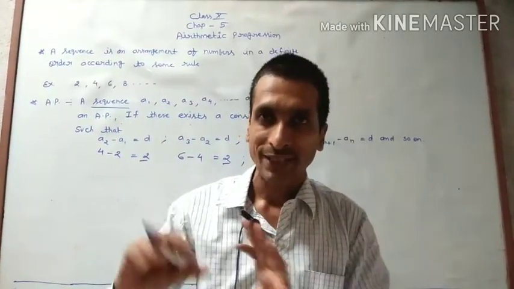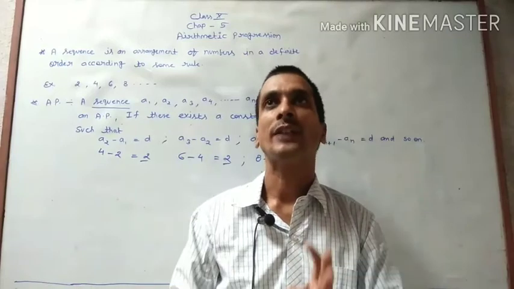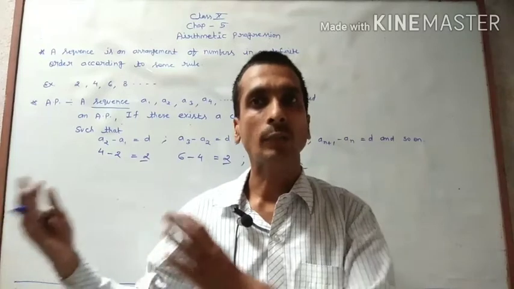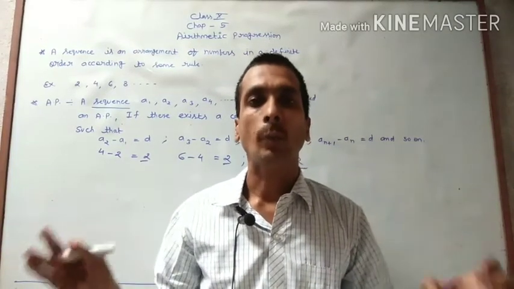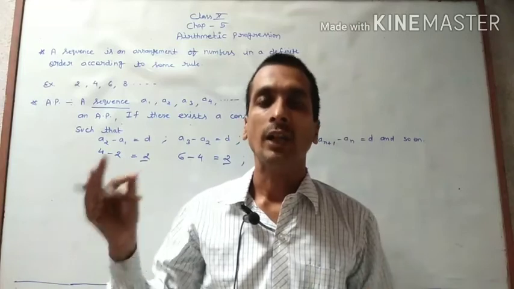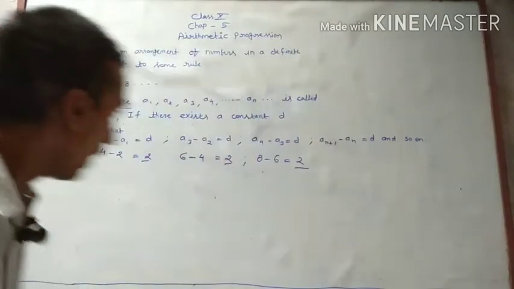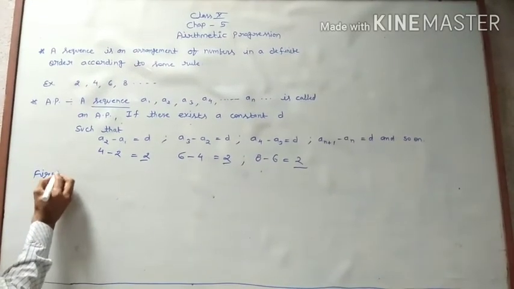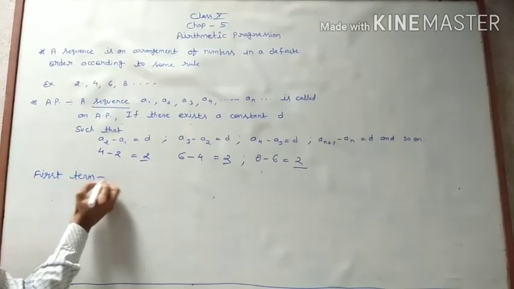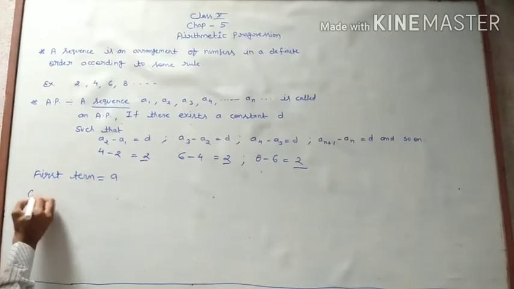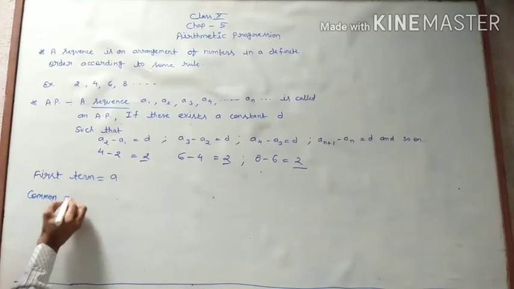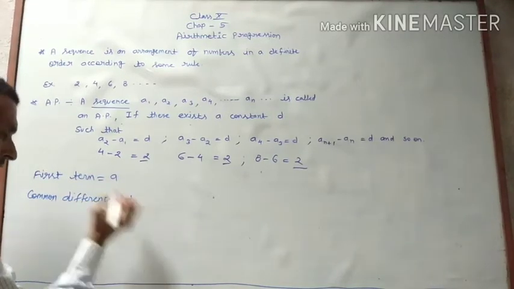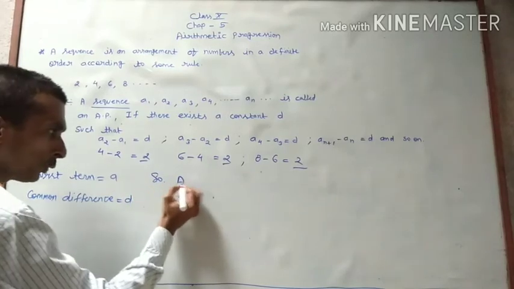ओके. सो यदि ऐसी कोई सीरीज मिलती है जिसमें हम यदि सेकंड नंबर माइनस फर्स्ट नंबर या थर्ड नंबर माइनस सेकंड नंबर, फोर्थ नंबर माइनस थर्ड नंबर करते हैं और हमारे पास डिफरेंस सेम आता है, सो वो कहलाता है कॉमन डिफरेंस. ये कहलाती है आपकी अरिथमेटिक प्रोग्रेशन. ठीक है. अब आप बात करते हैं, suppose if you have the first term, so the first term is equal to A and the common difference is equal to D. So what AP do you have?